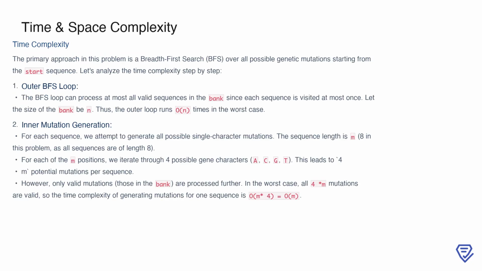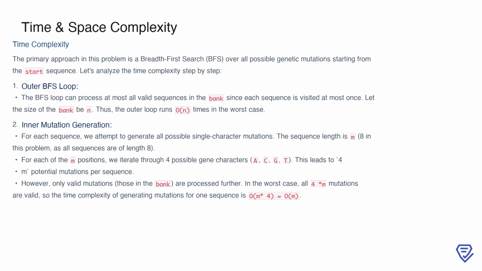To analyze the time complexity of this problem, we begin by focusing on the breadth-first search approach. The BFS loop processes each valid sequence in the bank at most once. If the bank contains n sequences, the outer loop runs O(n) times in the worst case.